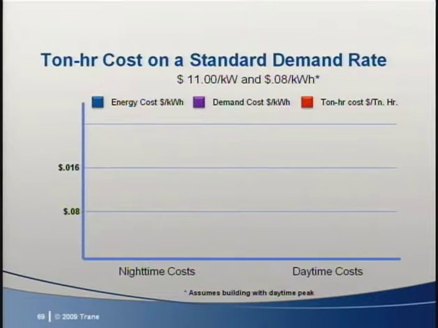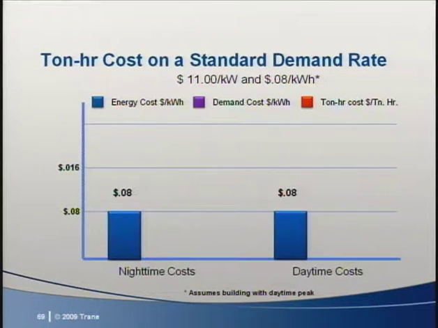Let's compare cooling costs on a standard rate. At night, cooling is made with an air-cooled chiller and stored. During the day, it is made directly with an air-cooled chiller. In this example, the daytime peaking building has an $11 per kilowatt demand charge and an 8-cent per kilowatt hour energy charge and a load factor of 30%. Each kilowatt hour costs 8 cents, day or night.